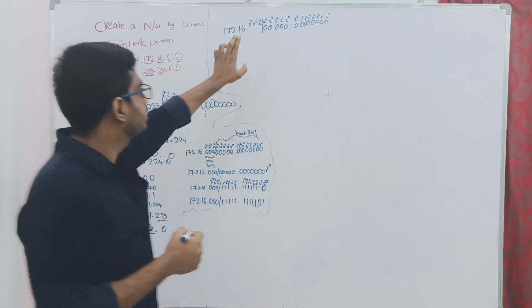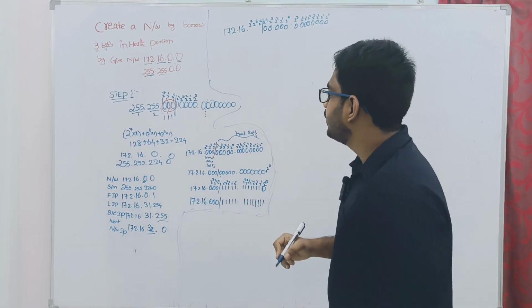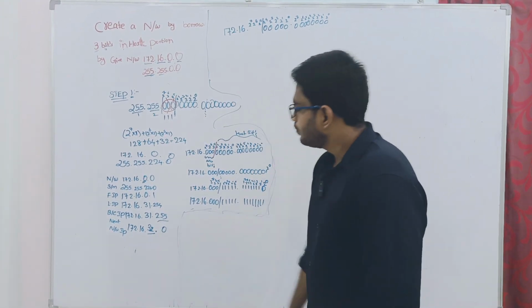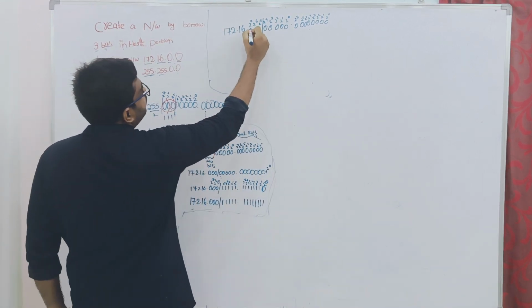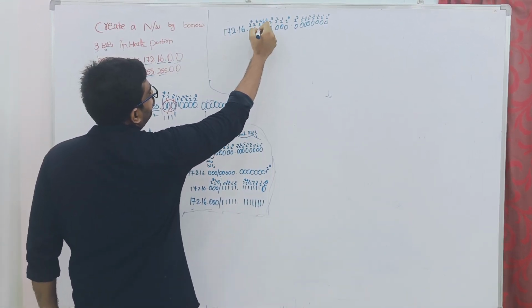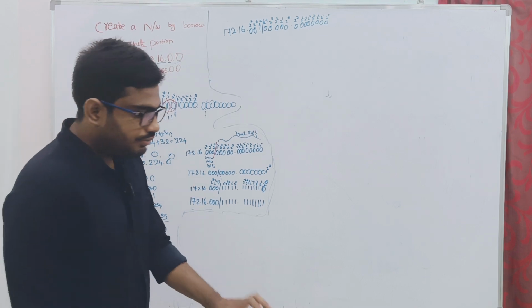And here what do you write? 32. How do you get 32? So 2 power 7 is 0, 2 power 6 is 0, 2 power 5 is 1, because 2 power 5 is 32.